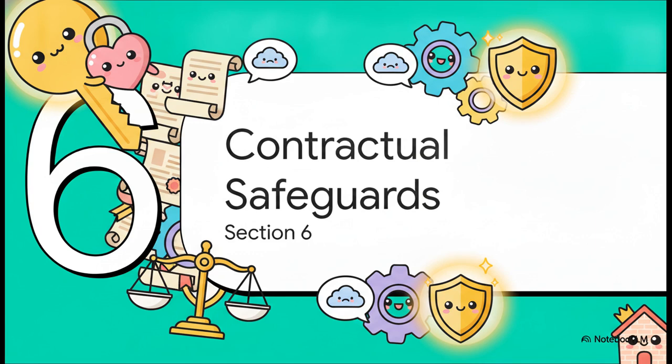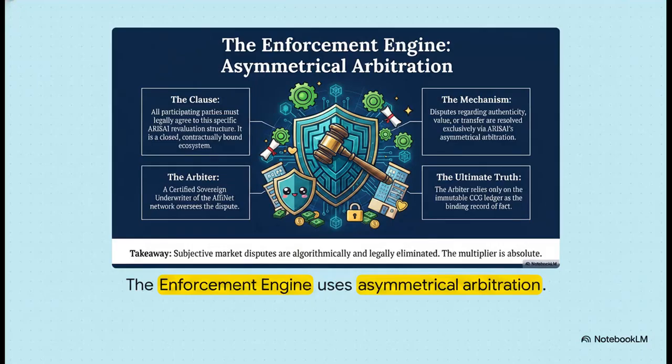Finally, let's look at Section 6, Contractual Safeguards. Of course, none of this incredible structure works if the math can just be legally challenged by someone tomorrow. How does this entire ecosystem protect itself from the wild volatility of subjective public opinions? Well, the secret is the enforcement engine. To fully protect the family office, the transaction is governed by what's called a Tokenized Notary Service Agreement, or TNSA.